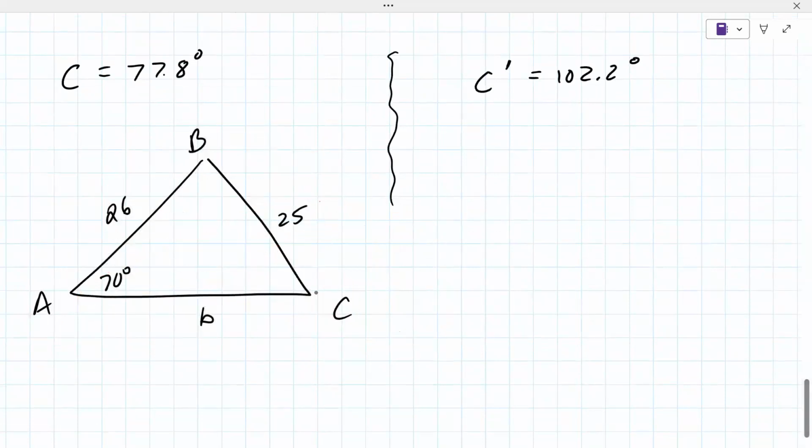Okay, so 77.8. You can pretty quickly find B next, big B. You add the three angles to get to 180. You do the same thing to find B prime. So the steps are really similar. It's just different numbers. So B is subtracting from 180. Sorry, not adding up the two angles. Subtract from 180. So 32.2.